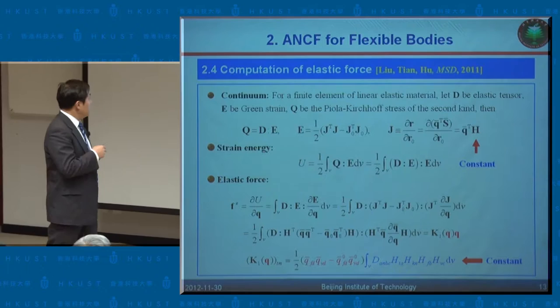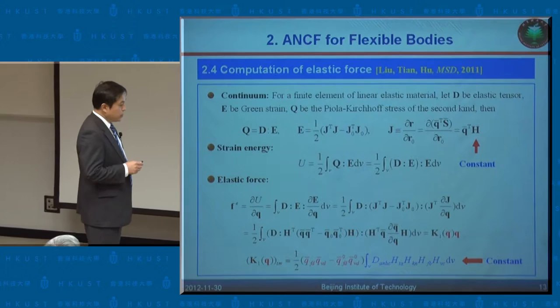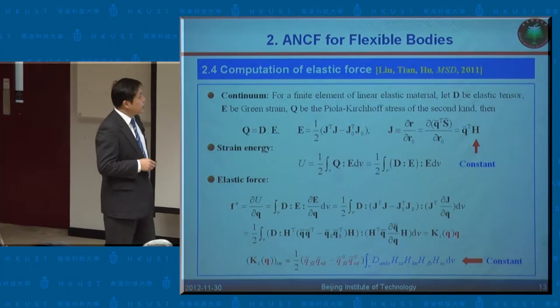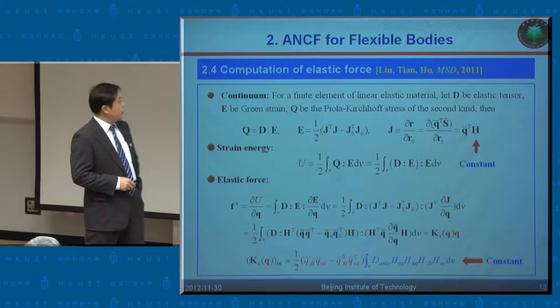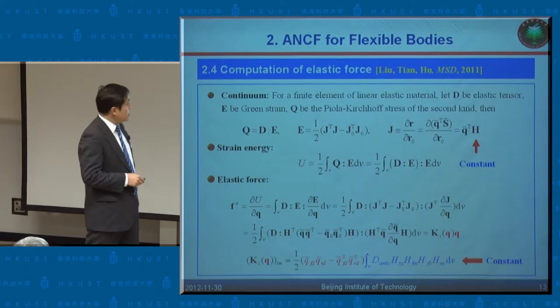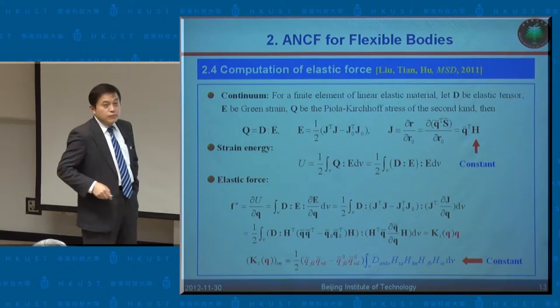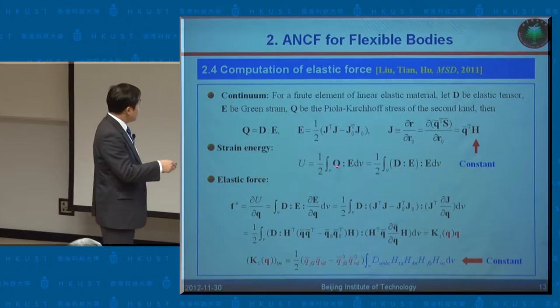To simplify the computation of nonlinear elastic force, we need to go back to the classical continuum theory, and let D be the elastic tensor and E be Green strain, and Q is the Piola-Kirchhoff stress of the second kind. Then we have the constitutive law and the relation between the strain and the deformation gradient. And here, H is the constant, does not have any relation with the time. Then we write down the strain energy, and then we can derive a simplified description of the elastic force.